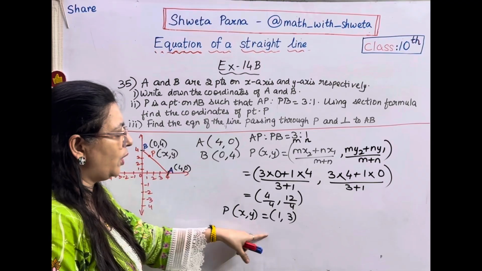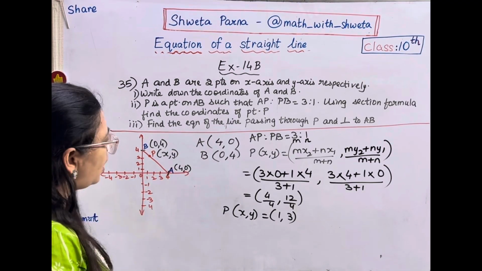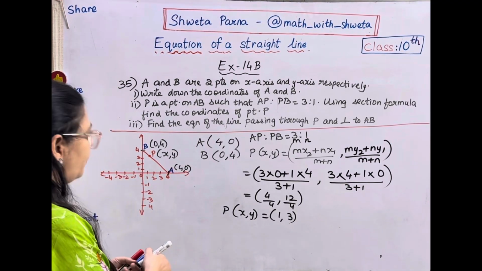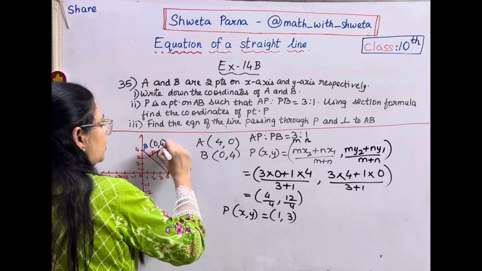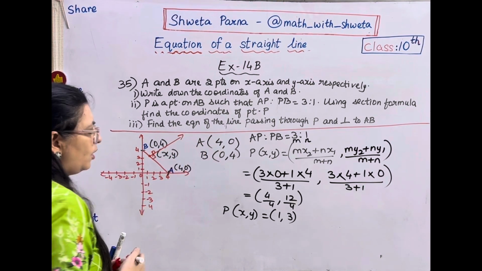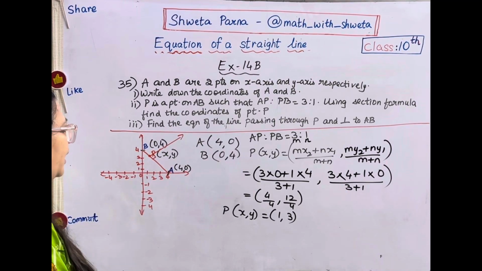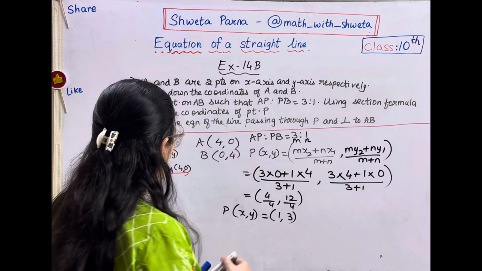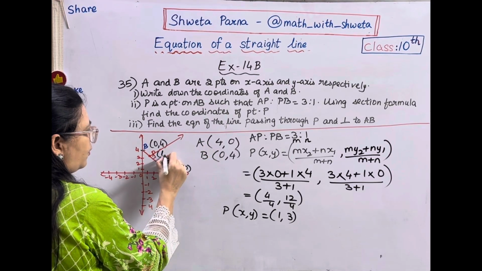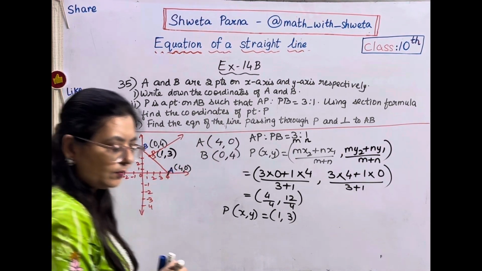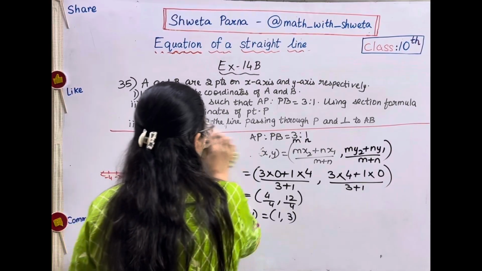Find the coordinates of point P. It is 1, 3. Now you have to write the equation of the line passing through P and perpendicular to AB. So first thing, you will have to find the slope of AB. I will write here the coordinates I got, 1 and 3. Let's solve this.